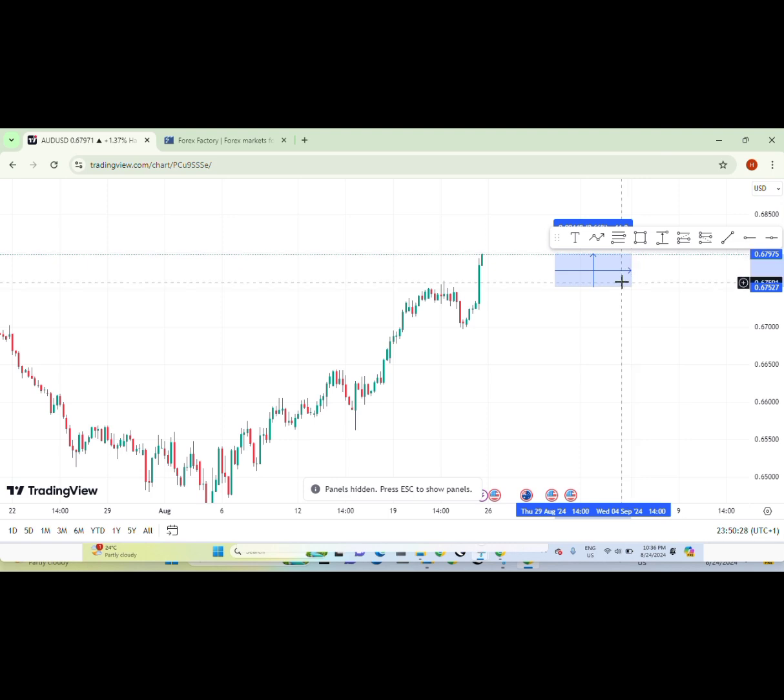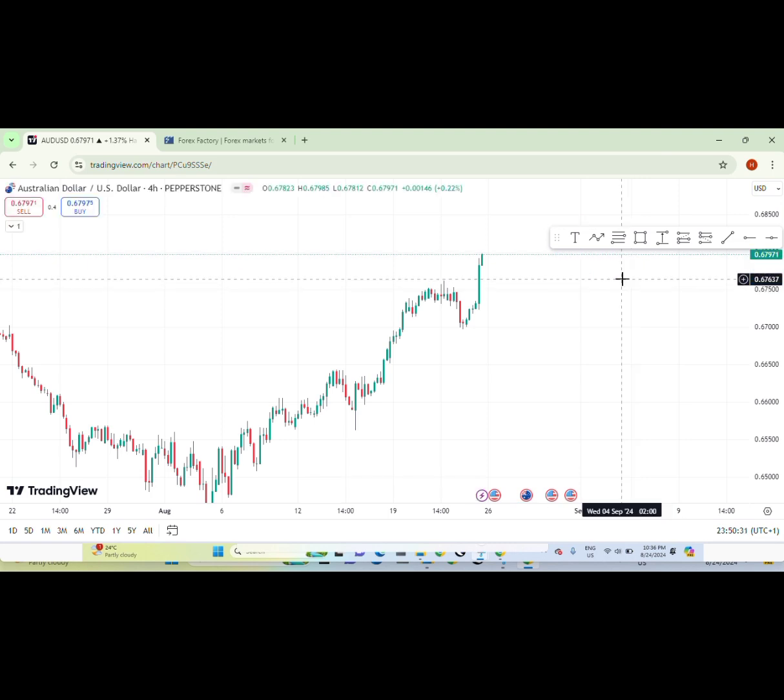The next pair we'll be looking at is AUD/USD. So with this pair over here, you notice that the current trend of this market is a bullish one. So we'll be looking for buying opportunities in the market. So we first identify our key levels which we are going to buy on.